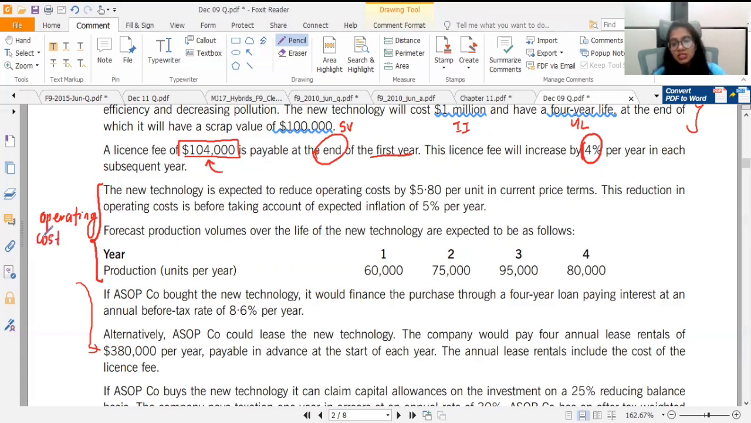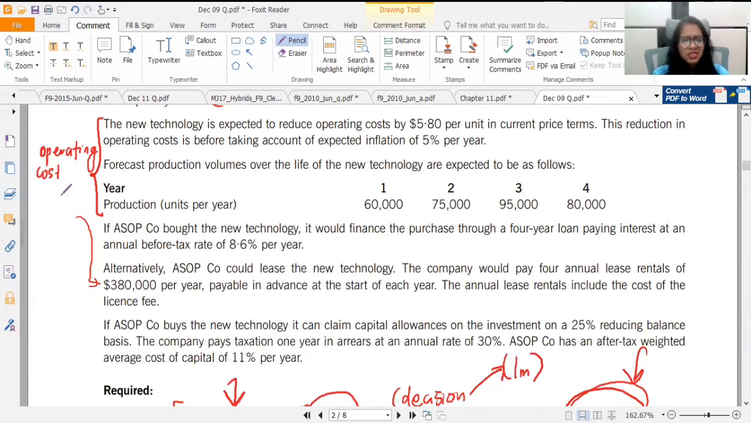So remember, our decision is only relevant to the financing decision. So I don't want you to include any operating cost items in our calculation. So this can be ignored. This will be used, if I'm not mistaken, in part B of the question where he asks you to calculate the NPV, all right? But this is not the lease or buy relevant information.